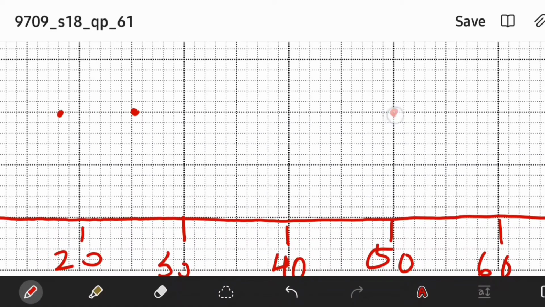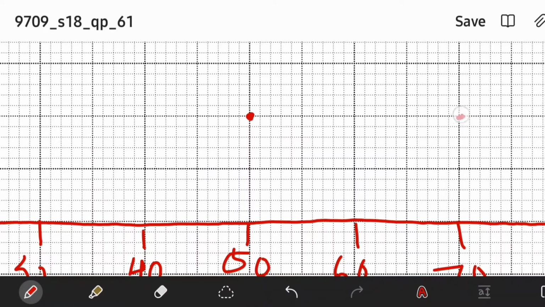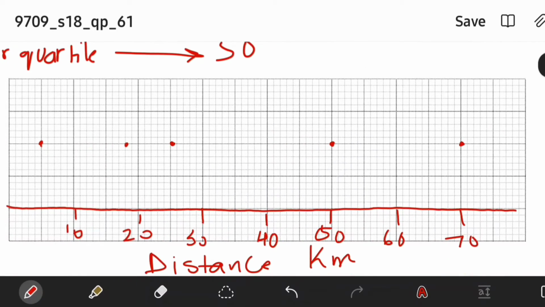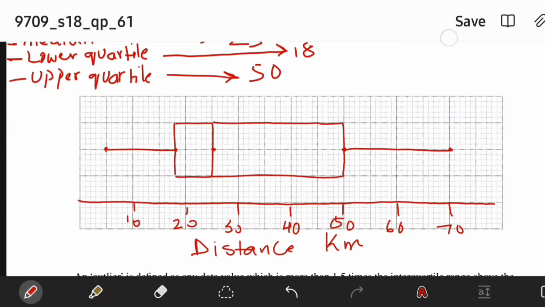So these are all the points. Now join them. Make sure that you first draw the boxes of lower quartile, median, and upper quartile. And this is our plot.